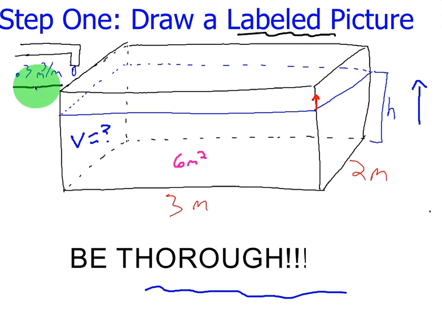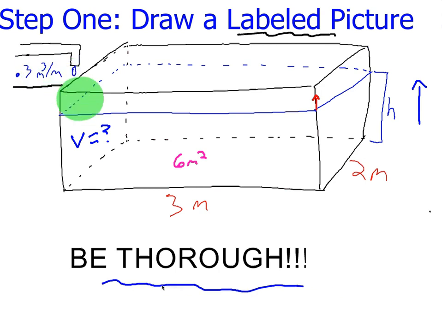Okay, and then I drew the water coming in at a rate of 0.3 cubic meters per minute. What do I have down here? We want to be thorough when we draw this picture because if we miss something, then we might not ever see how to solve the problem.